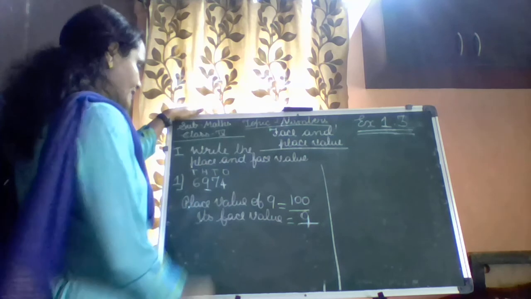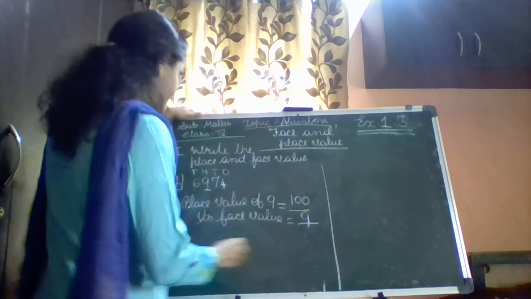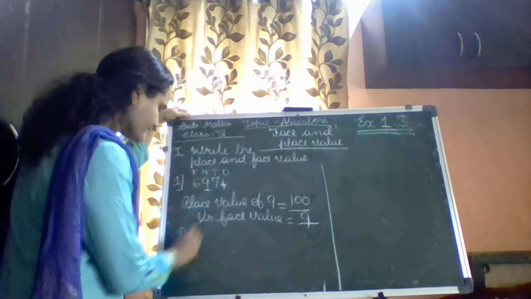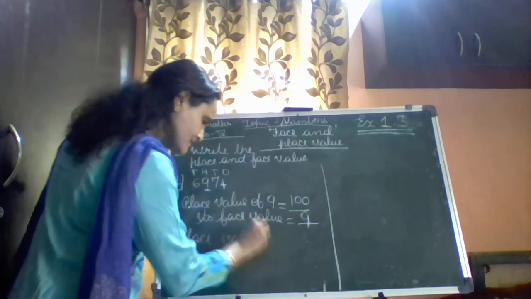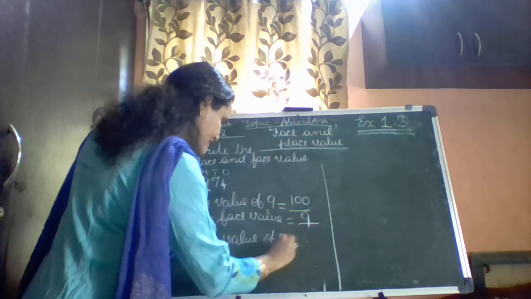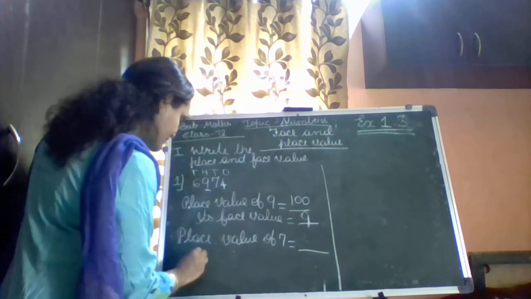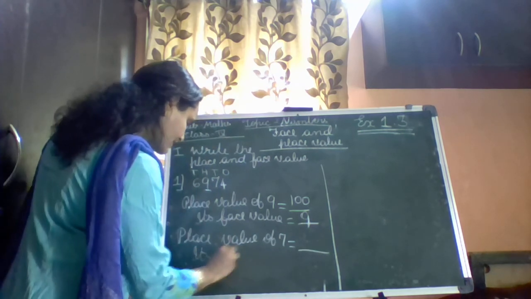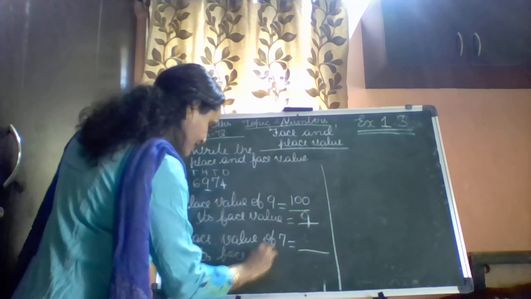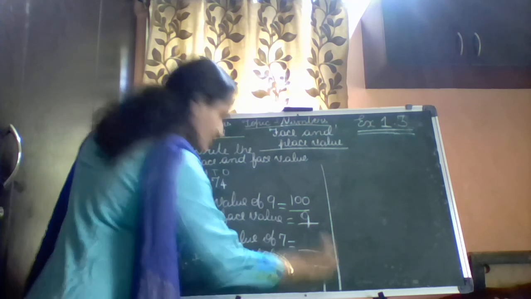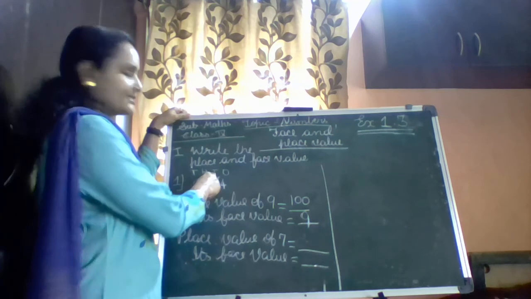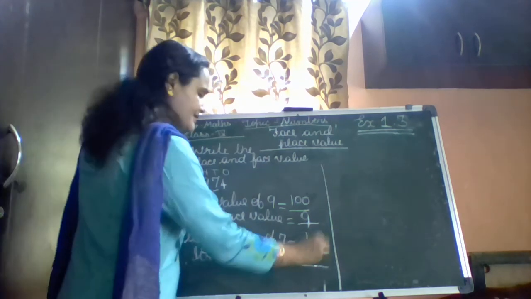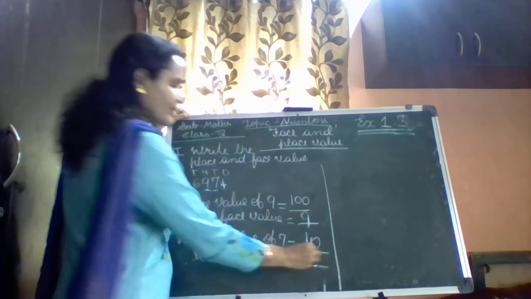Okay. And for the same number, they are asking us the place value of 7 is equal to what? Its face value is equal to how much? So the place value of 7, you have to find the 7. 7 is in tens place. So the place value of 7 is 10. Its face value will be the same number itself. So the answer is 7. Okay.